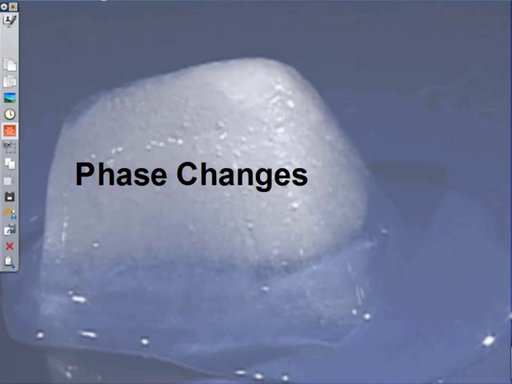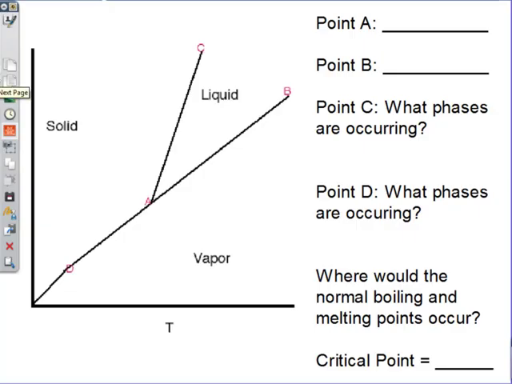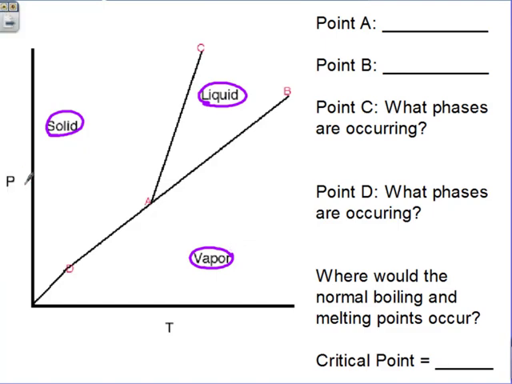Remember, phase diagrams show the changes: melting, freezing, vaporization, condensation, all those things. We learned this in the beginning of the year. This is a phase diagram. In each section, I have a solid here, a liquid here, and a vapor or a gas. On my y-axis, I have pressure, and on my x-axis, I have temperature. So when I have a certain pressure and a certain temperature, my substance, my solid, will turn into a liquid, or it will turn into a gas, depending on the conditions.